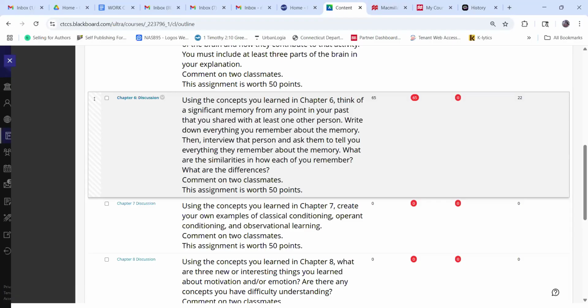As part of this, if you can also include what you think contributed to the similarities and differences between your memories, like what from the chapter. Was it transience? Was it suggestibility? What do you think contributed to the similarities or the differences between the memories of you and this other person that you shared the memory with? That would be another cool thing to tie in what we learned in this chapter.